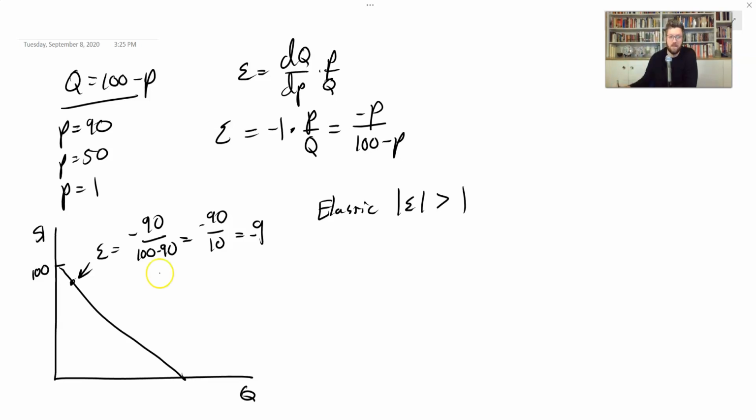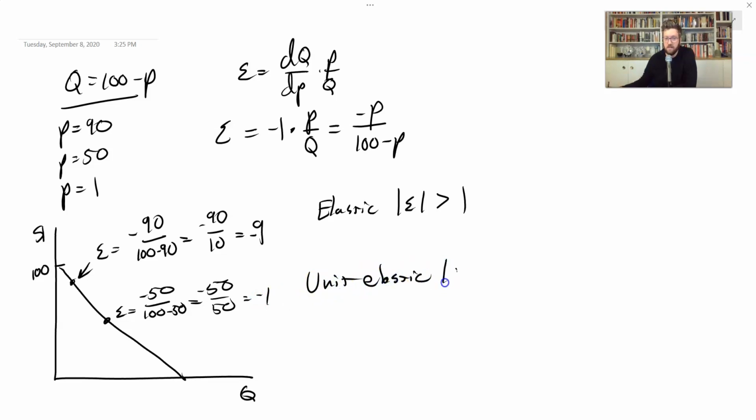Okay, when the price is 50, we get -50 over 100 minus 50, which is -50 over 50, or -1. This is a special case called unit elastic, and the Cobb-Douglas function is unusual in that everywhere it is unit elastic. It's always the case that a 1% increase in price leads to a 1% decrease in quantity and vice versa. But for lots of other functions, that's unusual, okay? And for this one that's a straight line, it's only right in the middle that they achieve unit elasticity.